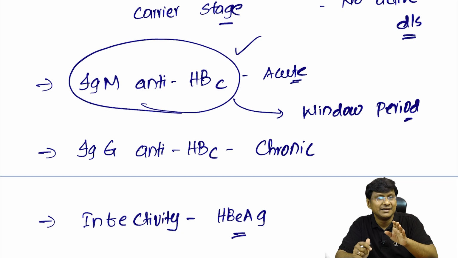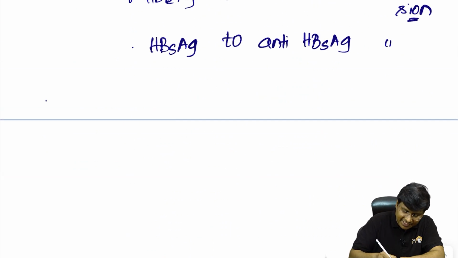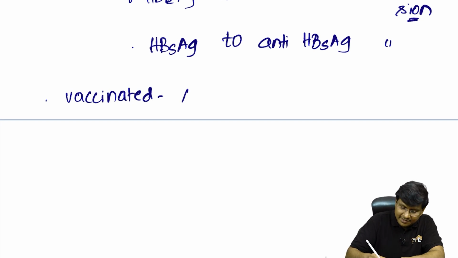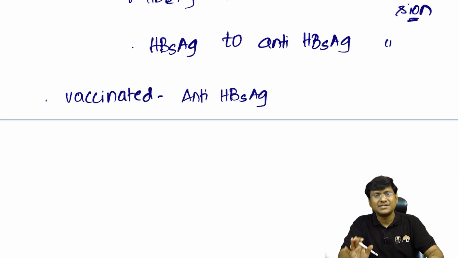And what will tell you that the individual is vaccinated? I was telling you about the serological marker in vaccinated individuals, that will tell you that the individual is immune. What is that? That is anti-HBs, right? Anti-HBs. Okay, so serology is a very, very important part of the discussion or the questions in the hepatitis B virus. Then, let us discuss the treatment.